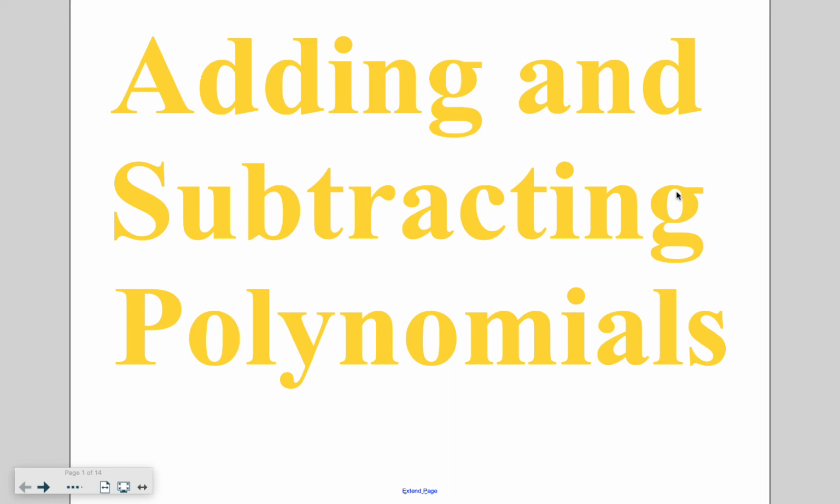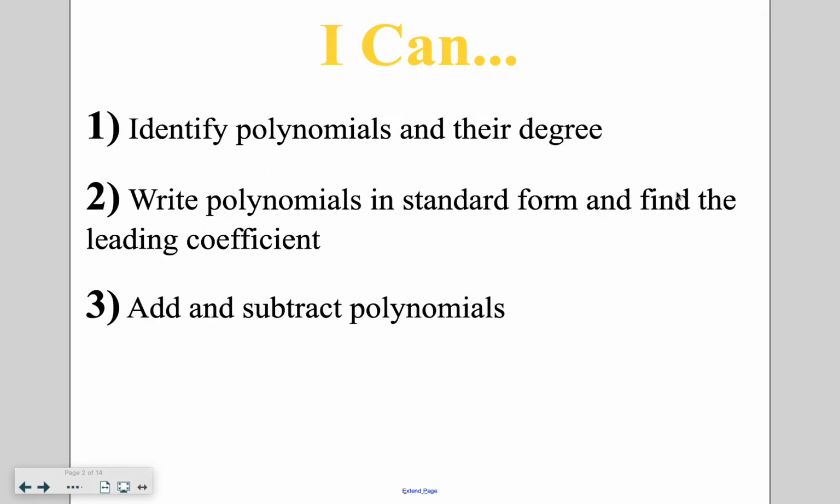Hello class, and welcome to today's algebra lesson, which is about adding and subtracting polynomials. By the end of today's lesson, you will be able to identify polynomials and their degree. You will be able to write them in standard form and find the leading coefficient, and you will be able to add and subtract polynomials.